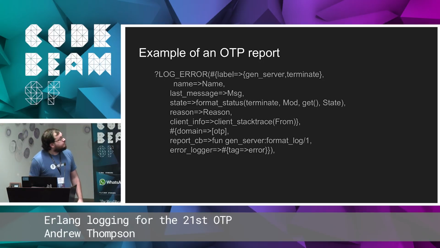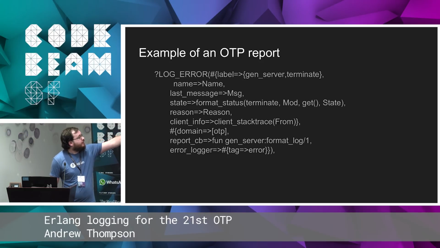So here's a quick example of a GenServer crashing. So you see it's a map. The label is GenServer terminate, the name of the process, the last message the process received, the state of the process, that's the one that might blow you up. The reason it crashed, the client info, which I think is the client that was talking to the GenServer when it died. I actually don't remember how that thing works.